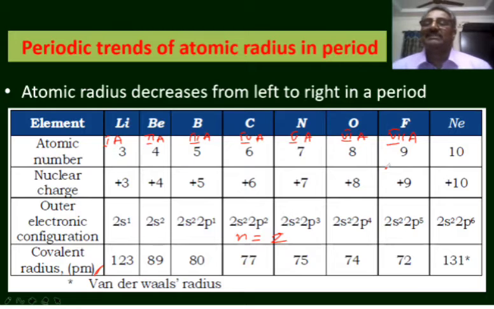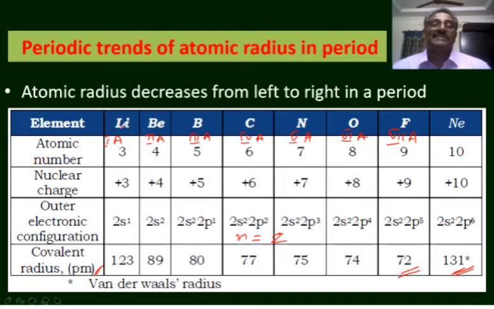From first A group to seventh A group, or first group to 17th group, the size of the atom gradually decreases. From fluorine, that is from 17th group to 18th group, the size of the atom suddenly increases. The size of fluorine is 72 picometers only, whereas the size of neon is 131 picometers. It is almost double, more than 60% excess than the size of fluorine atom. It is bigger than even the first element lithium.